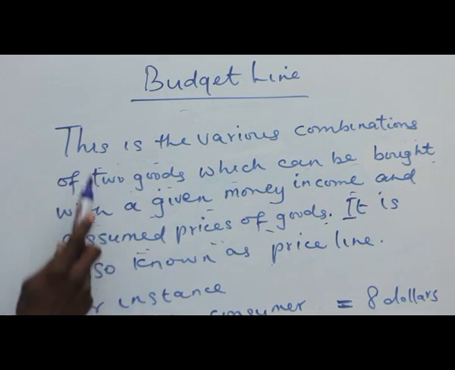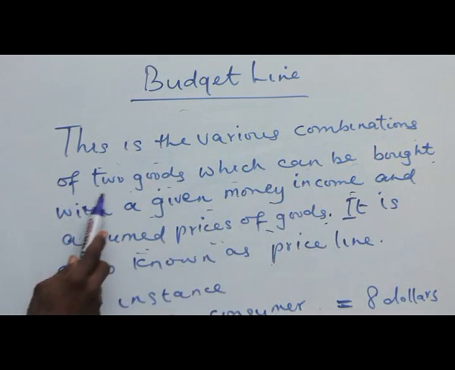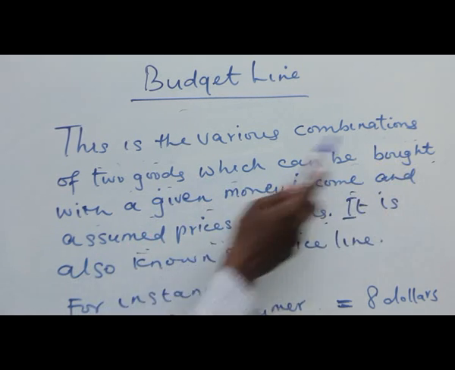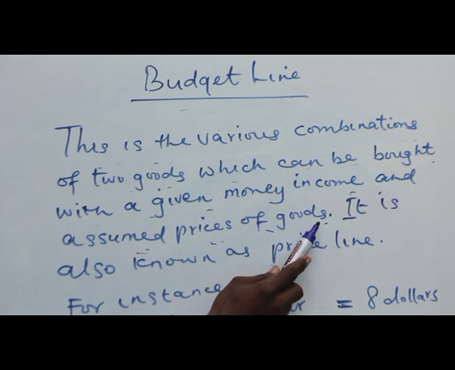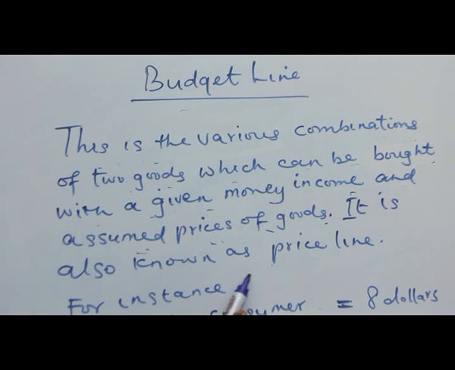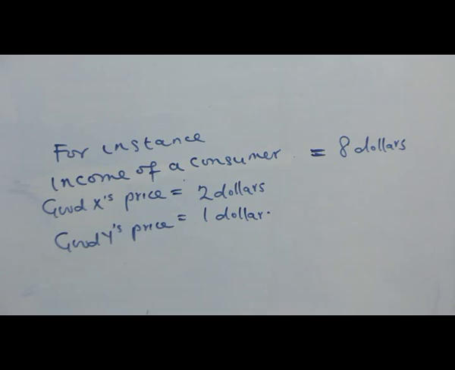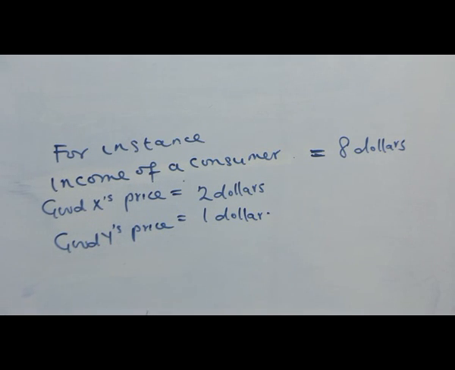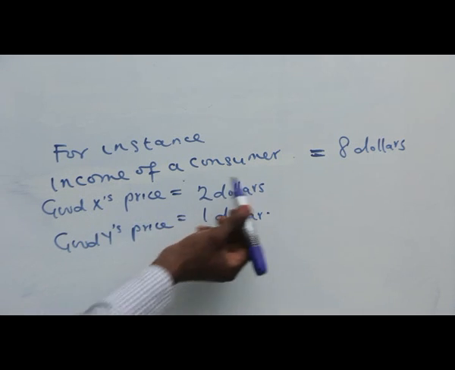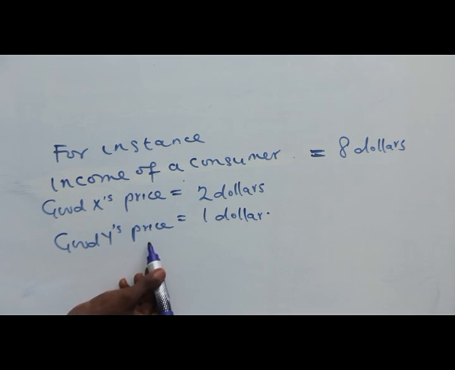Budget line. This is the various combinations of two goods which can be bought with a given money income and assumed prices of goods. It is also known as the price line. In the budget line, we are talking about the income of a consumer and prices of commodities, to be precise, two commodities. For instance, the income of a consumer equals $8 per week. Good X price equals $2. Good Y price equals $1.